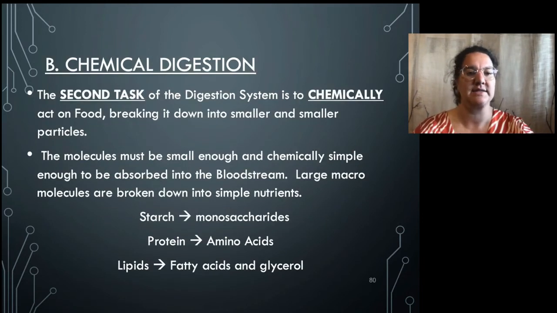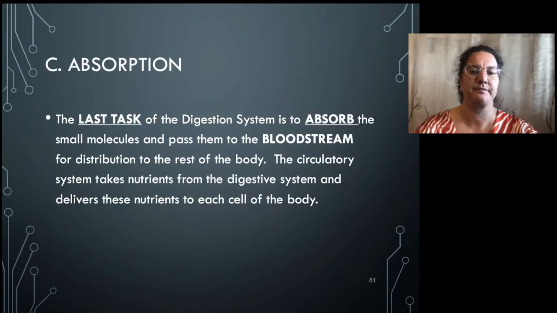The second task of the digestive system is to chemically break down food into smaller and smaller particles. So molecules must be small enough and chemically simple enough to be absorbed into the bloodstream. So large macromolecules are broken down into smaller nutrients. So our starches are broken down into monosaccharides, or those single sugar particles, proteins into amino acids, and lipids into the fatty acids and glycerol.